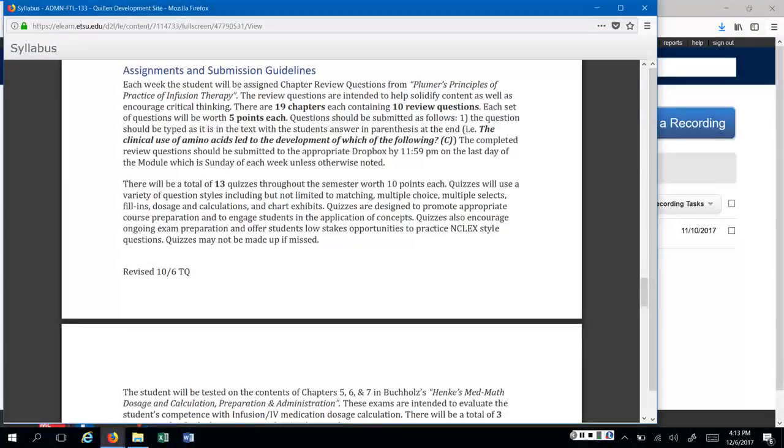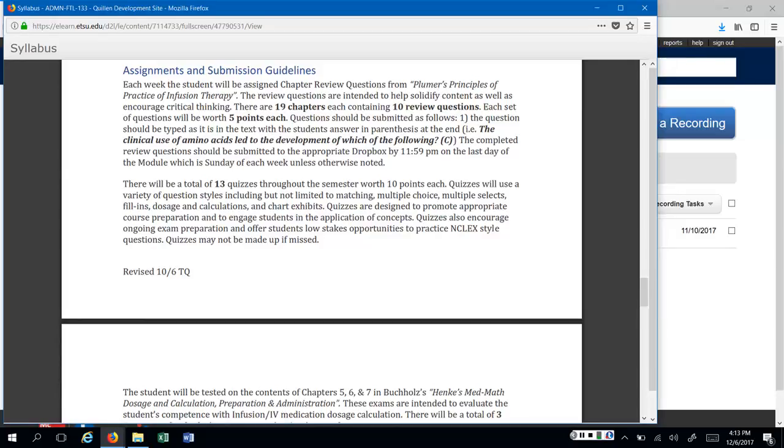Assignments and submission guidelines. So each week you're going to be responsible for chapter review questions. That's going to be your assignment for each week. This not only will help to reinforce the content, but it also helps me to make sure that you're in the content actively, reading, looking, studying. Those study questions that you will be assigned are in Plumer's Principles and Practice of Infusion Therapy. Those are intended, again, to help solidify the content and really to encourage critical thinking.